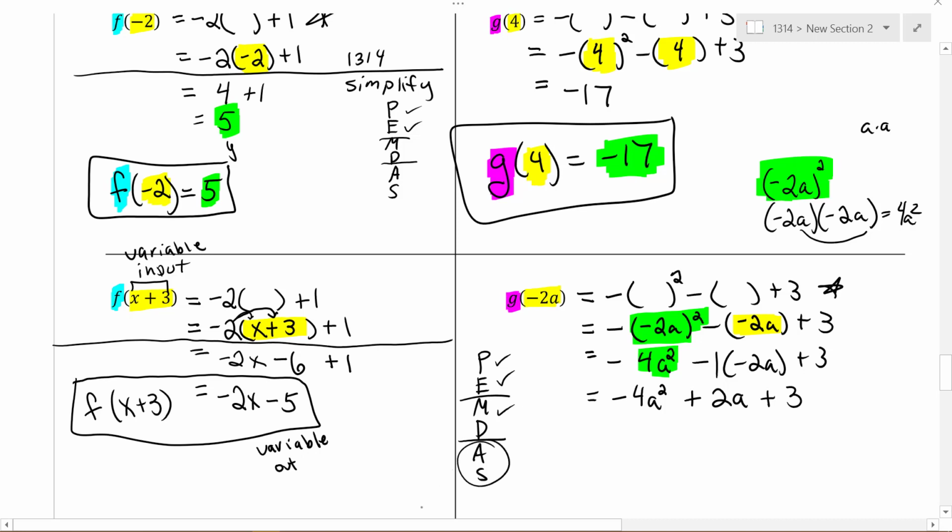Is there any adding or subtracting I can do? Now this becomes really important. You've got to brush up on your algebra skills. These are not like terms.